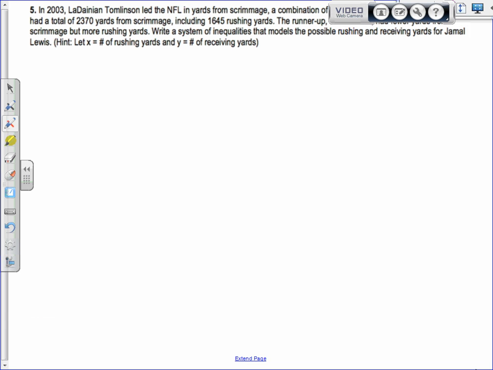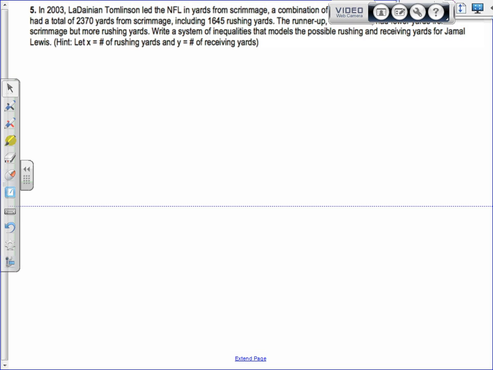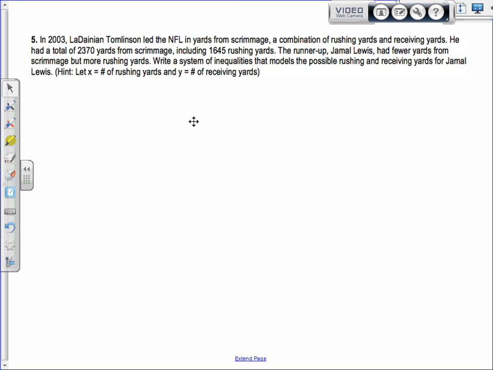All right, story problem. This is a little bit confusing for those of you that don't know football, so I'm going to have you guys explain it for the non-football people. Okay, so it says in 2003, LaDainian Tomlinson led the NFL in yards from scrimmage. Yards from scrimmage is a combination of rushing yards and receiving yards. It's like we're speaking Greek to the people that don't know football. So let's explain this. Rushing yards, what does that mean? Running with the ball, right? You're running, you're holding the ball, so it's called rushing.